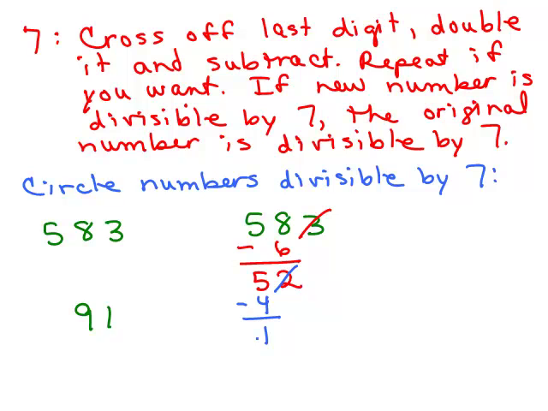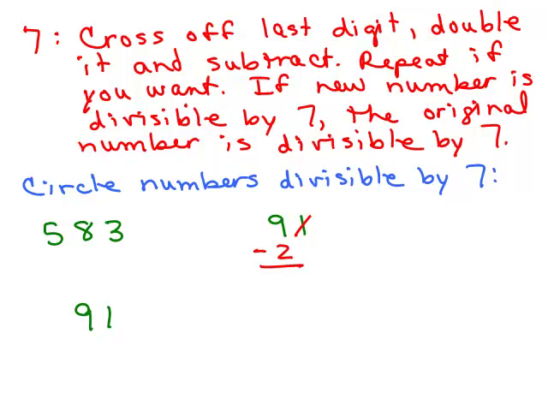All right, let's do the next one, 91. So if I start with the number 91, I'd cross off the last digit, double it, and subtract from what's left. So I cross off the 1. 1 times 2 is 2, and I get 7. Does 7 go into 7? Yes. So 91 is divisible by 7. By the way, a lot of people think 91 is prime. There's no number that goes into it, but 7 goes into it. It's easy to tell if you just do that little divisibility test.